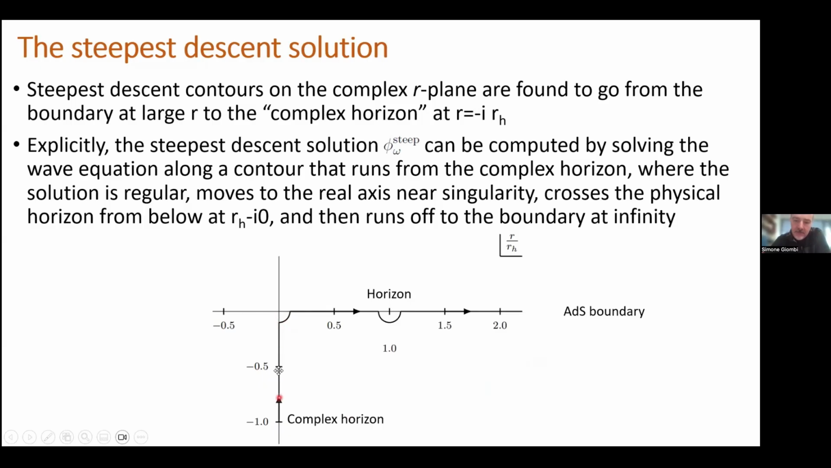So you start with the solution regular at this point, go up, and then solve the equation here and rotate to the real axis. And then when you're far enough from the singularity, you can start using the standard WKB ansatz that I showed before. You match that to the near singularity analysis. You keep going, pass through the horizon with a high epsilon prescription, and eventually match to the near boundary expansion. So this procedure gives this steepest descent solution.